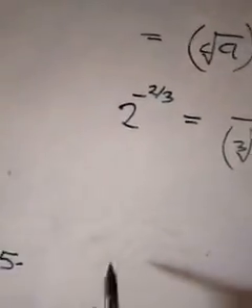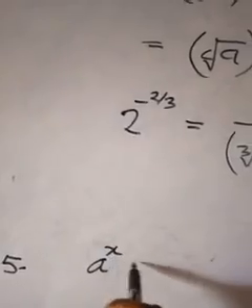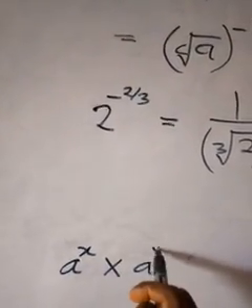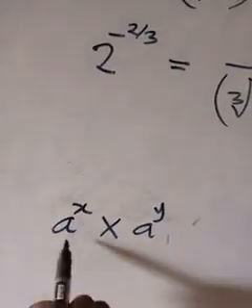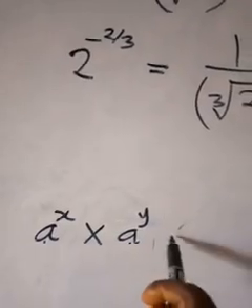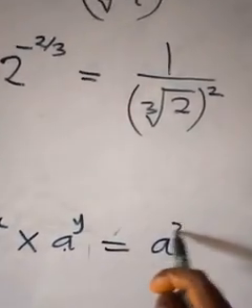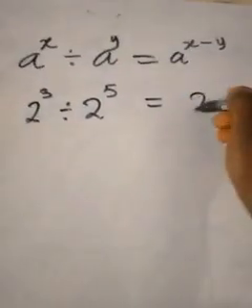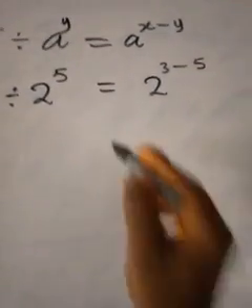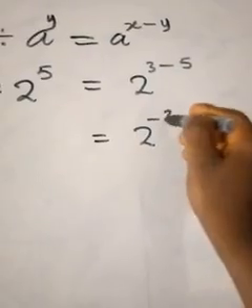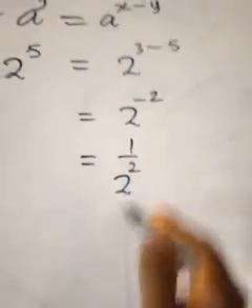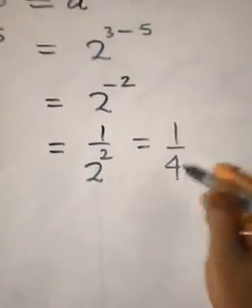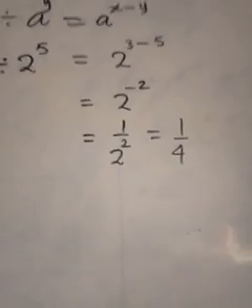The fifth law is the product of numbers with the same base. That is a raised to power x multiplied by a raised to power y. We can see they have the same base. So this is going to give us, we pick the base, then we add the powers. For example, 2 raised to power 3 multiplied by 2 raised to power minus 5 gives 2 raised to power 3 minus 5, which is 2 raised to power minus 2, which is equivalent to 1 over 2 raised to power 2. That will give us 1 over 4. We are just combining the laws.